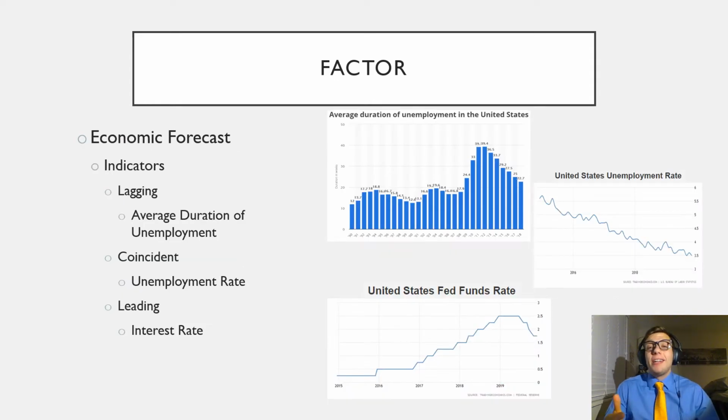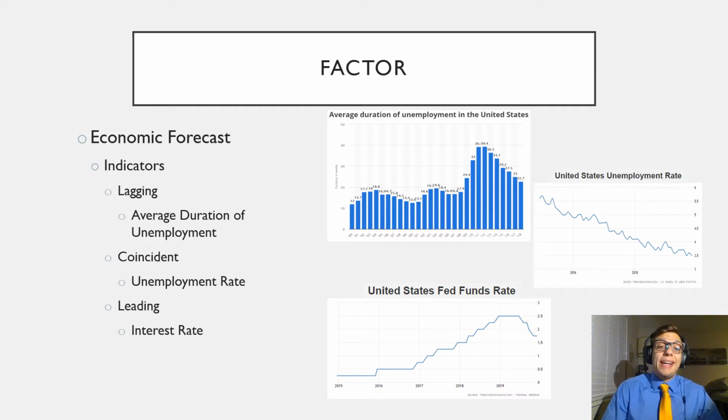And now going into the factors that will affect our investments and our investment decisions, we first look at the economic forecast of the United States. This economic forecast can be shown by indicators. Indicators can show what will, has, or is happening with the economy at any given time. There are three types of indicators. First, lagging, which show what happened to the economy in the recent past. There are coincident indicators, which show what is happening with the economy in its current state. And there are leading indicators, which show what will happen to the economy in the near future.